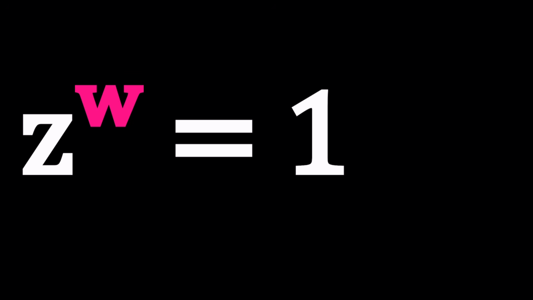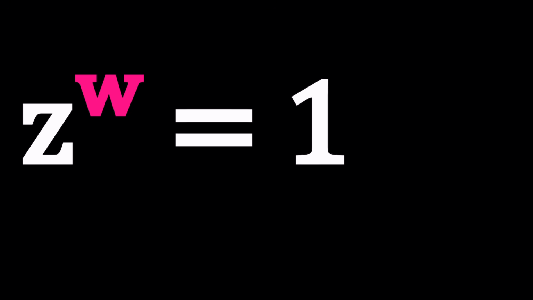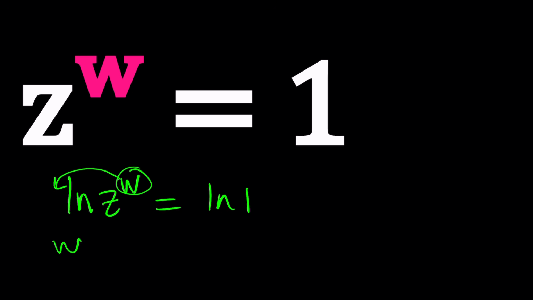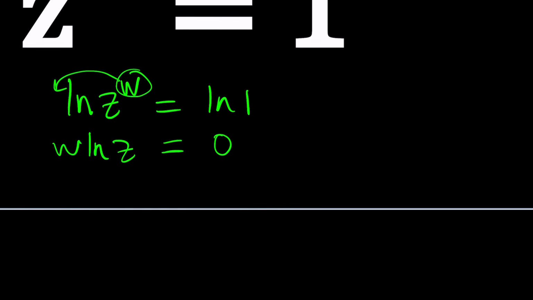First of all, you can just go ahead and natural log both sides, right? And if you do, you're going to get something like this: ln z to the power w equals ln 1. Now, obviously, we didn't get into the complex stuff yet, but just think of it as a simple equation. You can move the w, you get w times ln z equals ln 1, which is 0, right? In the real world, at least.